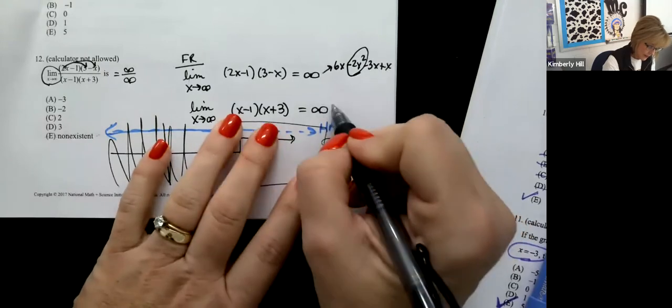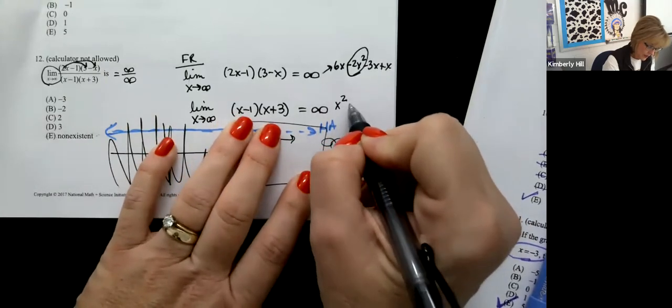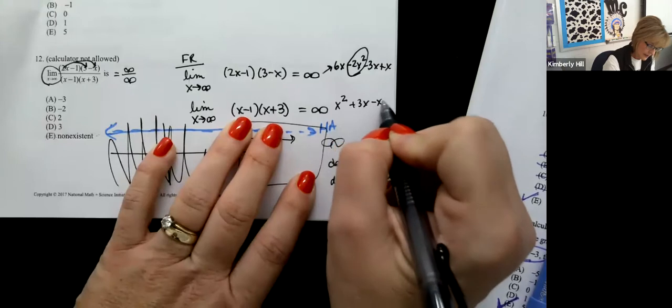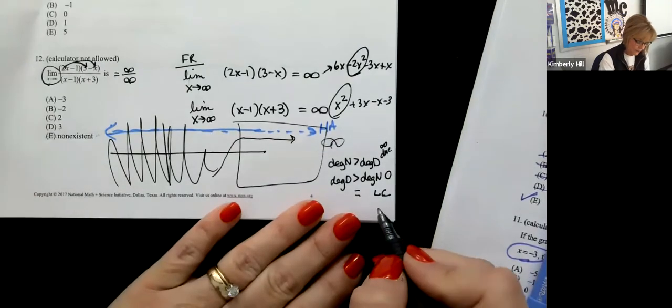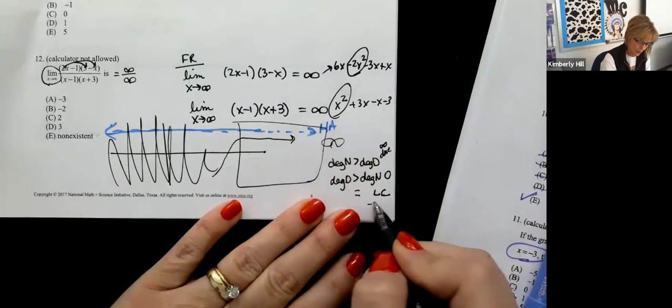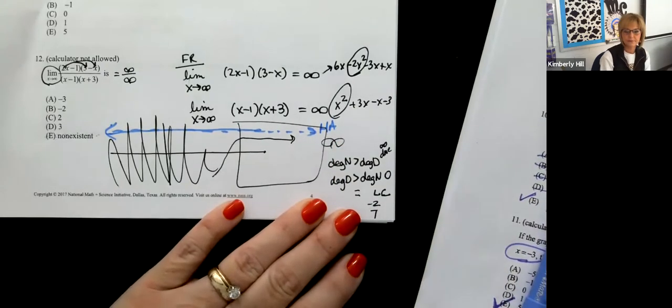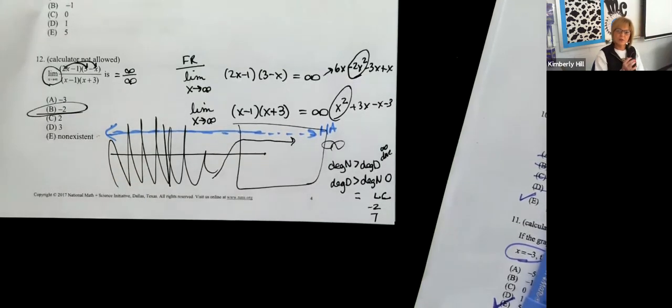This one, I would have x squared plus 3x minus x minus 3. Again, you're looking for your degree. They're equal, so it would be the leading coefficients. So my leading coefficients would be -2/1. So that's what my limit to infinity would be.